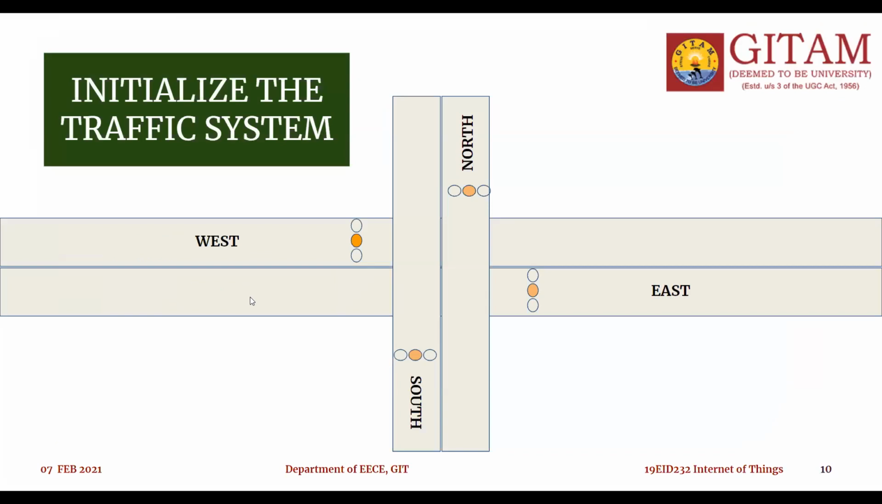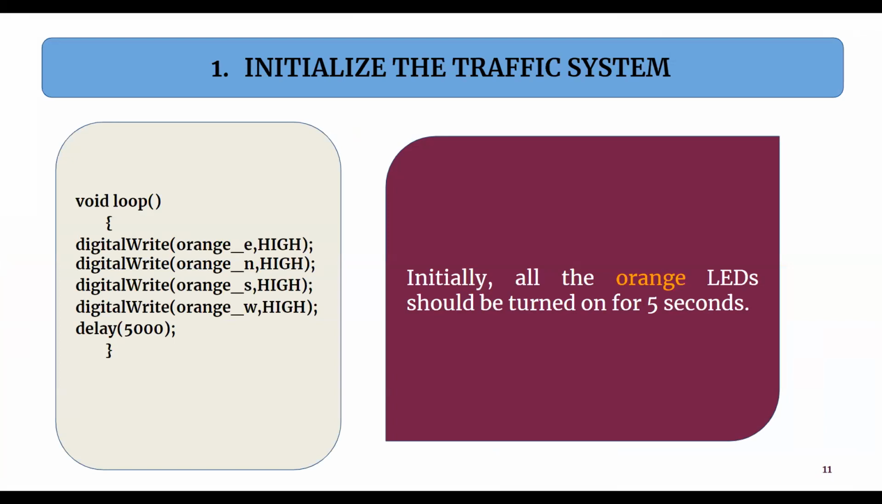And next, the initial condition is that the orange bulbs of all directions should be turned on for 5 seconds. For that, we have declared a void loop, setting the orange bulb in all directions as high. It means we are turning on the orange bulbs in all directions for 5 seconds.